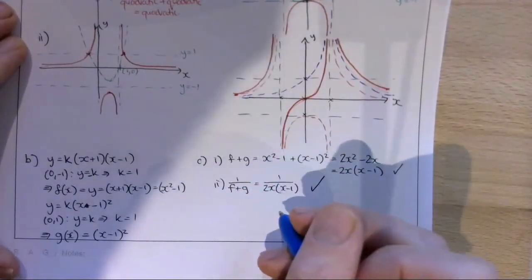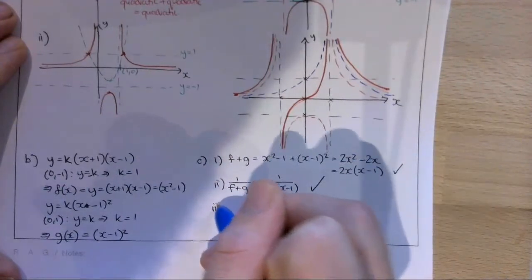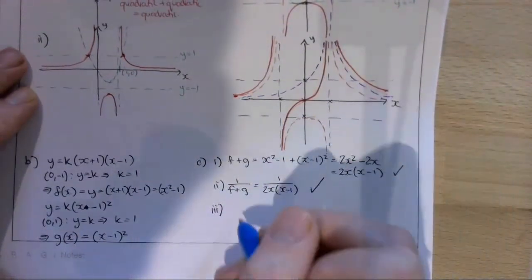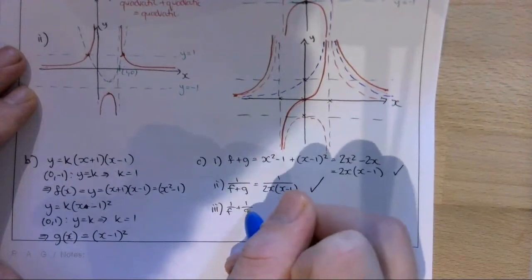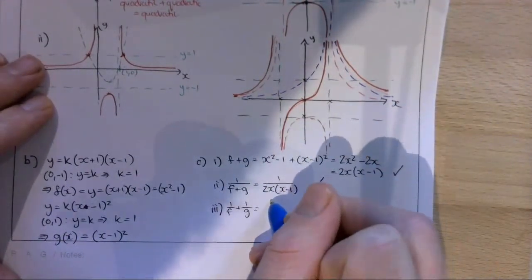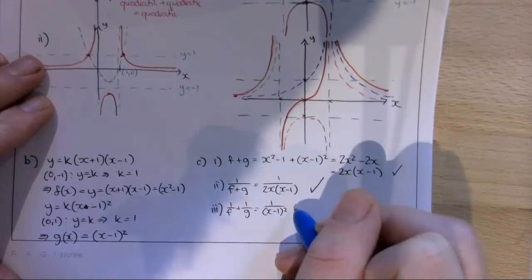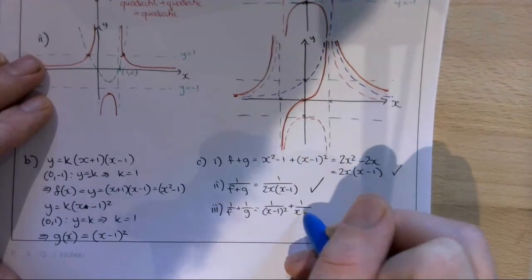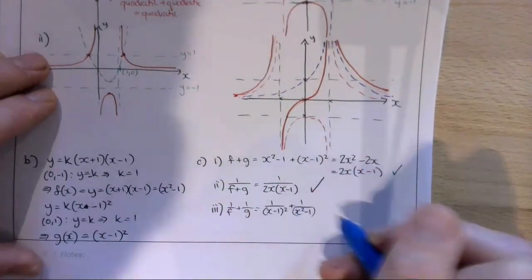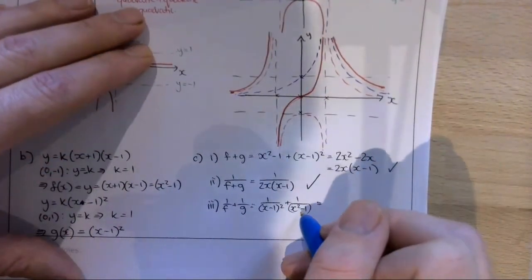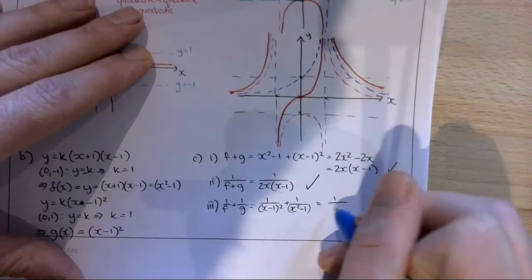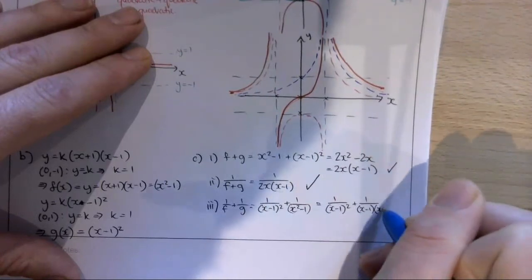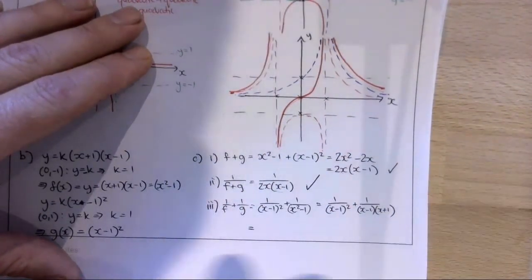The final part for today is to try and find the closed form rule for the last graph, this complicated one, which was 1 over f plus 1 over g. So, in other words, that's 1 over (x minus 1) squared plus 1 over x squared minus 1. I'm going to write that second one in the form where I have the two factors. That's 1 over (x minus 1) squared plus 1 over (x minus 1)(x plus 1). And then I'm going to try and combine it as one fraction.